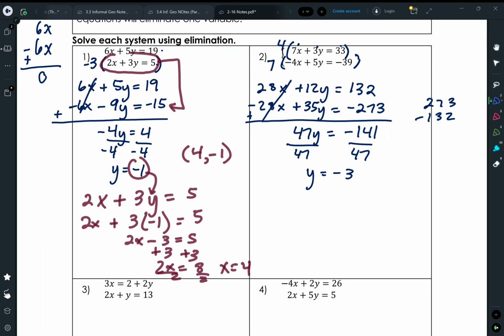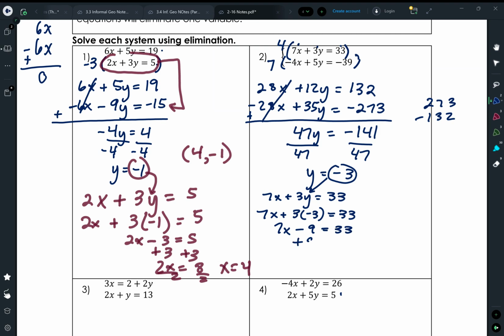Then I do need to use substitution to go back and find my value of x. So I'm going to use the 7x plus 3y is equal to 33. And remember, I'm going to replace y with negative 3. So 7x plus 3 times negative 3 equals 33. 7x minus 9 equals 33.